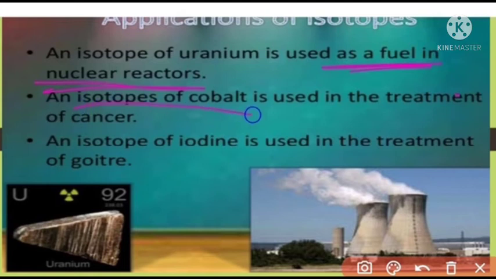The cobalt isotope, cobalt 60, is used in the treatment of cancer. Next, the isotope of iodine is used for the treatment of goiter or thyroid problems, hyperthyroidism. Then the carbon 13 isotope is used to measure the water level in the human body. The carbon 14 isotope is used in radiology.